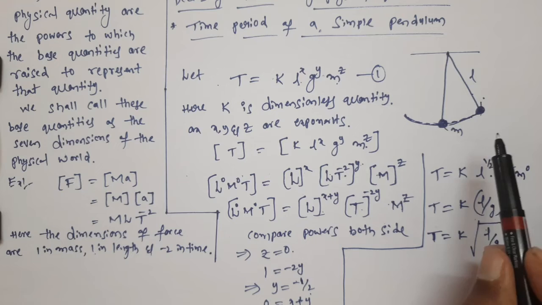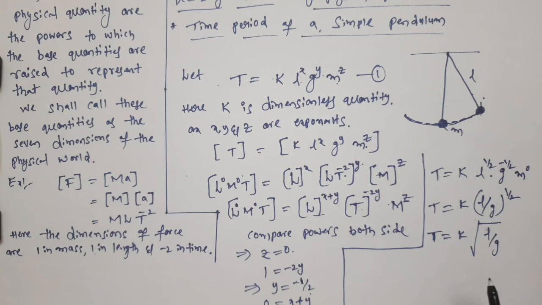The time period depends only on L and G. So if we do the experiment on Earth, G is also constant. That means as we increase length L, time period increases.